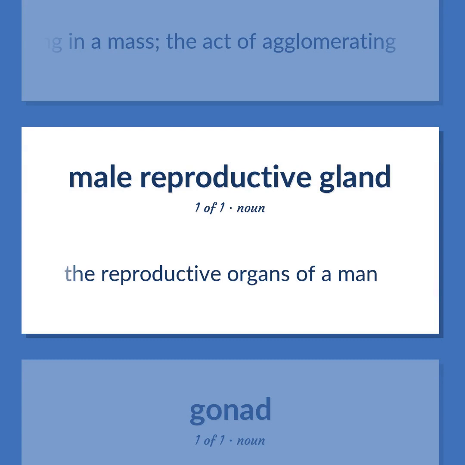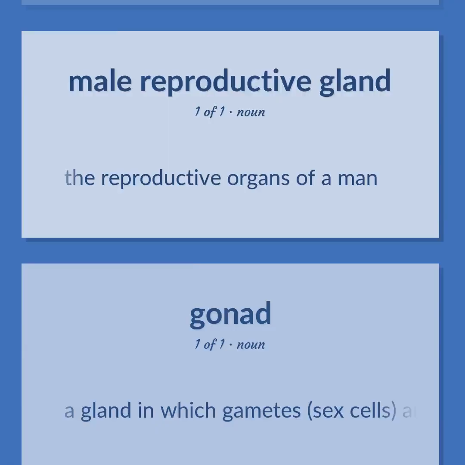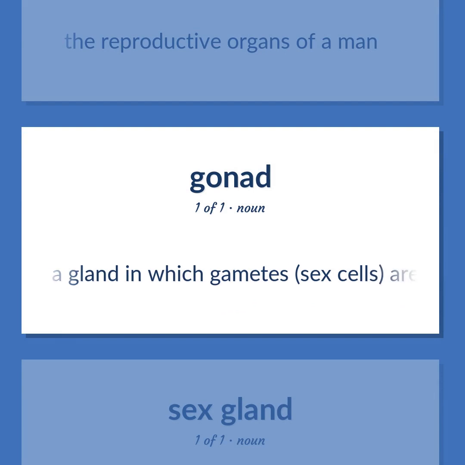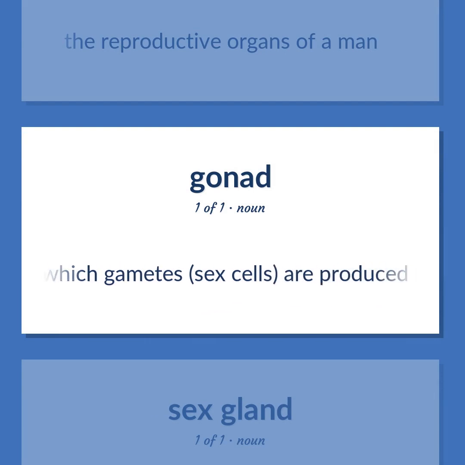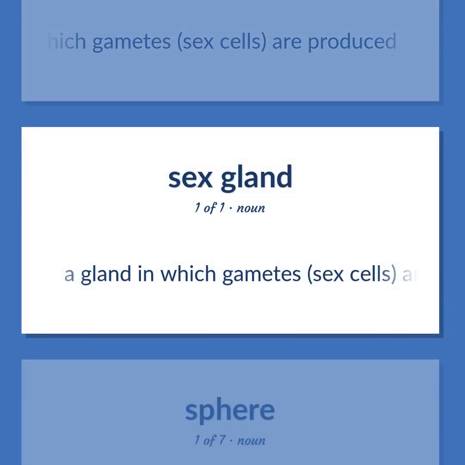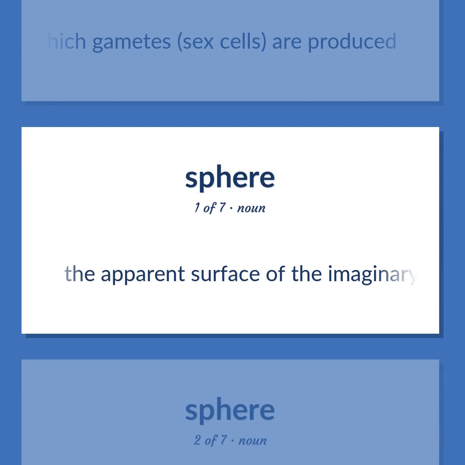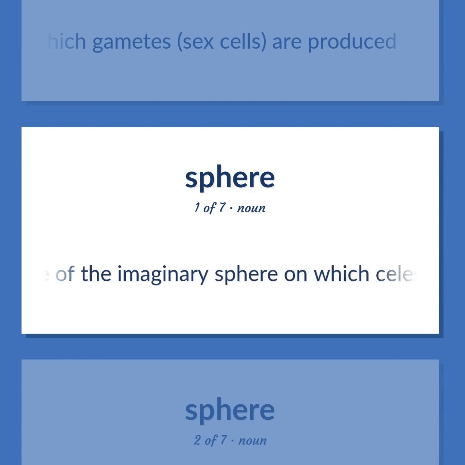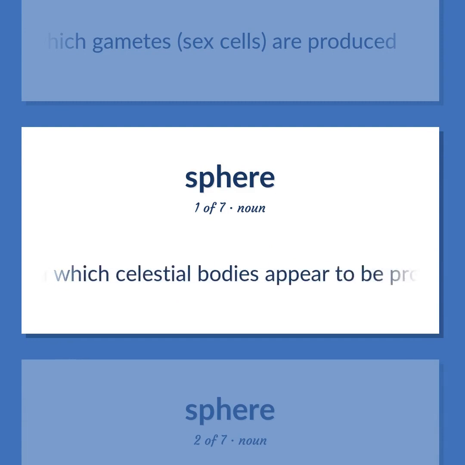The reproductive organs of a man. A gland in which gametes, sex cells, are produced. A gland in which gametes, sex cells, are produced. The apparent surface of the imaginary sphere on which celestial bodies appear to be projected.